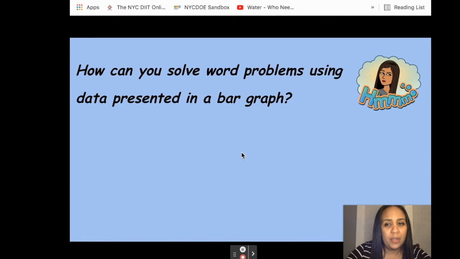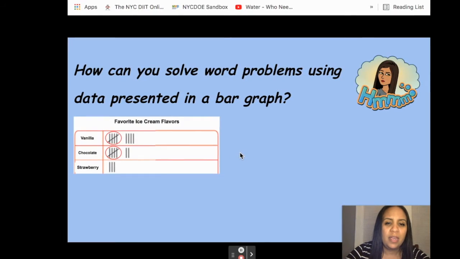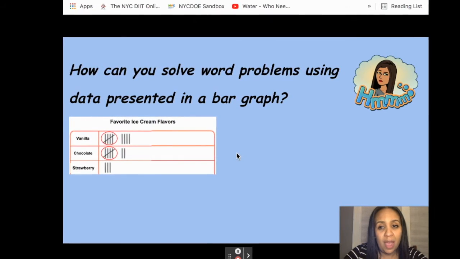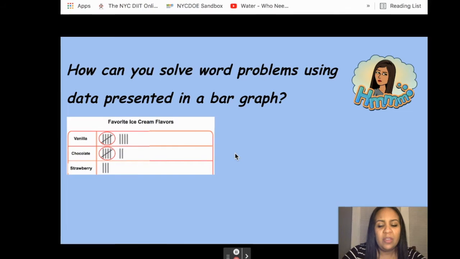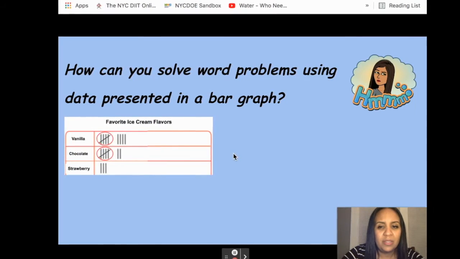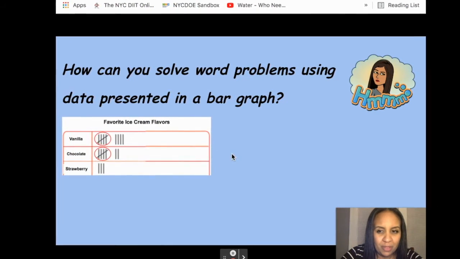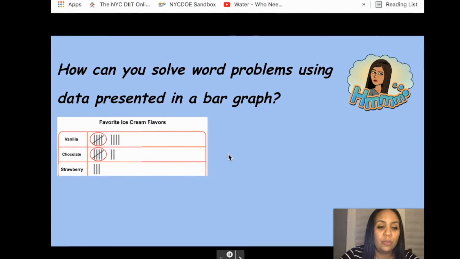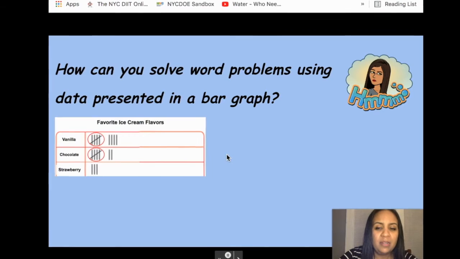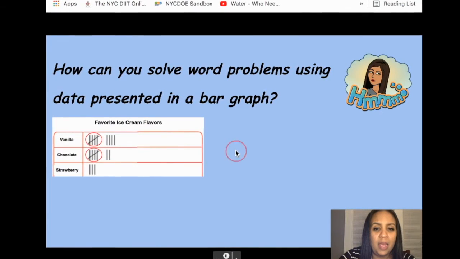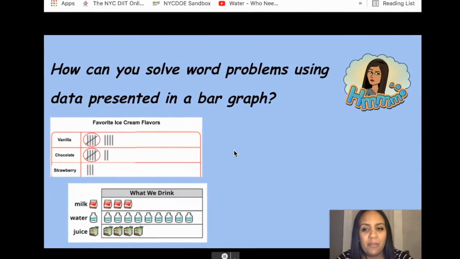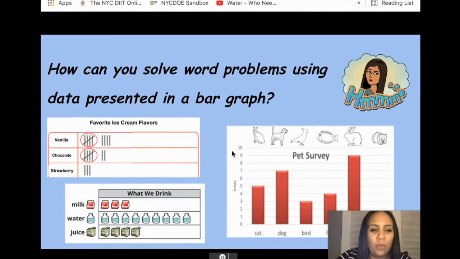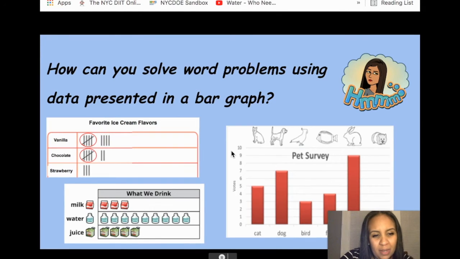In the previous video, we learned how to collect data by conducting a survey asking the question, what is your favorite ice cream flavor? We used a tally chart to mark the number of votes that each of the flavors of ice cream received. We also learned that the fifth line in a tally chart goes across. We can then take this data and put it in a picture graph or a bar graph. What do we do with this data after it has been collected?